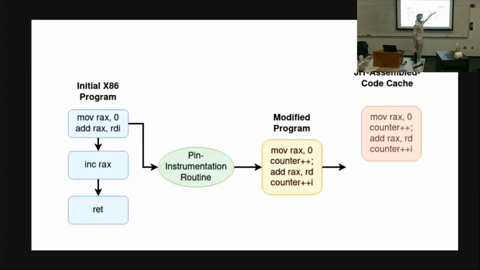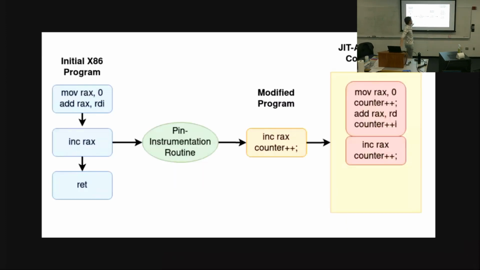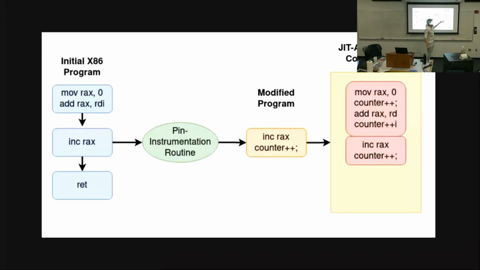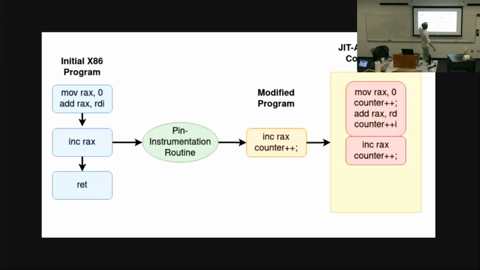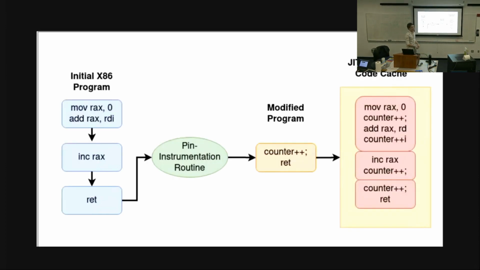So you write this to the JIT cache, then Pin jumps to it, executes it, and the control goes back to Pin, moves on to the next block, compiles it, executes it, goes back to Pin, and it keeps doing this for every single block. Does this make sense to people? The general pipeline and how Pin works.